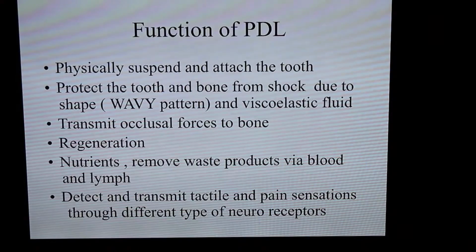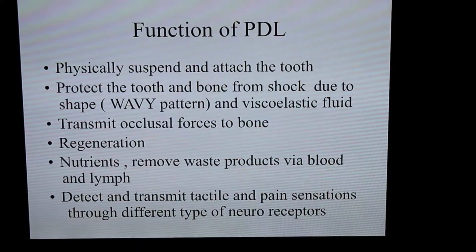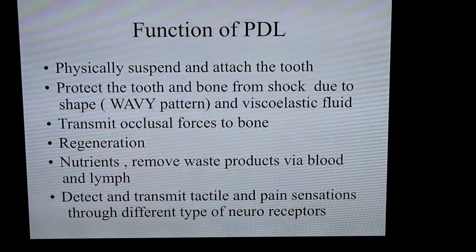And there are certain receptors present in the periodontal ligament tissue which transmit pain sensation and tactile sensation. It is very important. This is the difference between an implant and a natural tooth. An implant is directly attached to the bone. There is no periodontal ligament, so those types of receptors are lacking. So sometimes you can give some extra force on implants. This is the main advantage of having a natural tooth.